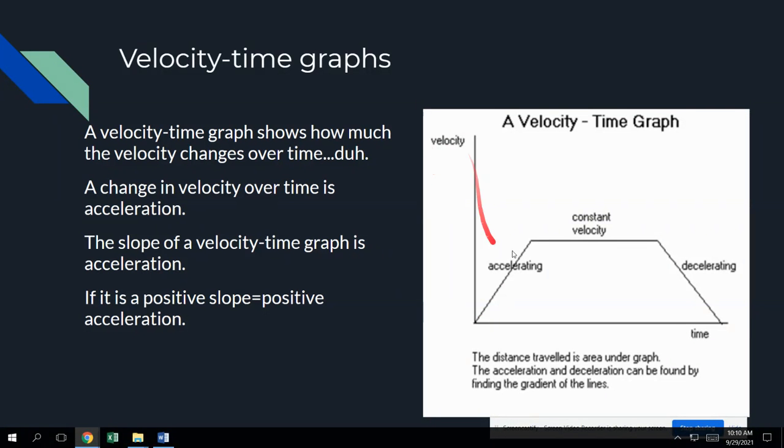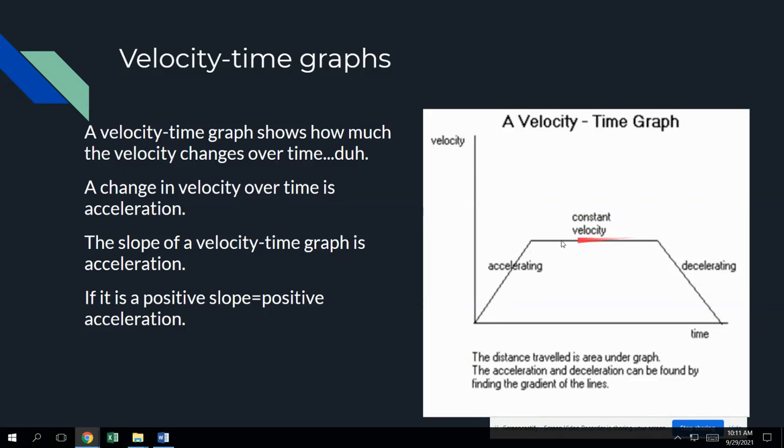How much it goes up by how much it goes over. Velocity divided by time, that is by definition acceleration. So the slope, which is this line here, is the acceleration. So if an object has a positive slope, it's going in a positive direction. That's called a positive slope. That means it is positively accelerating.